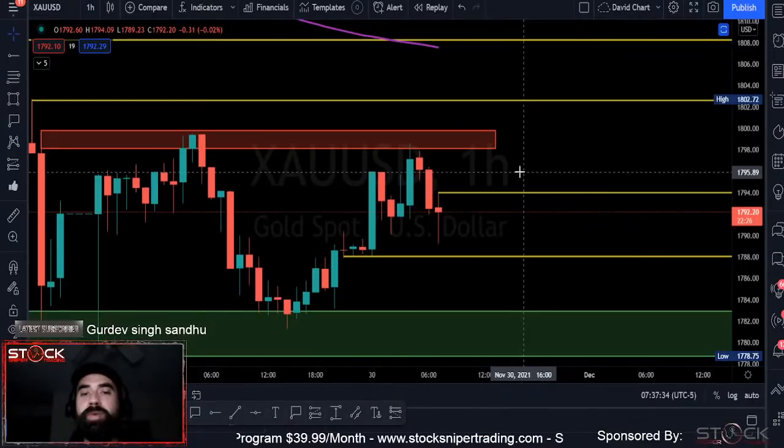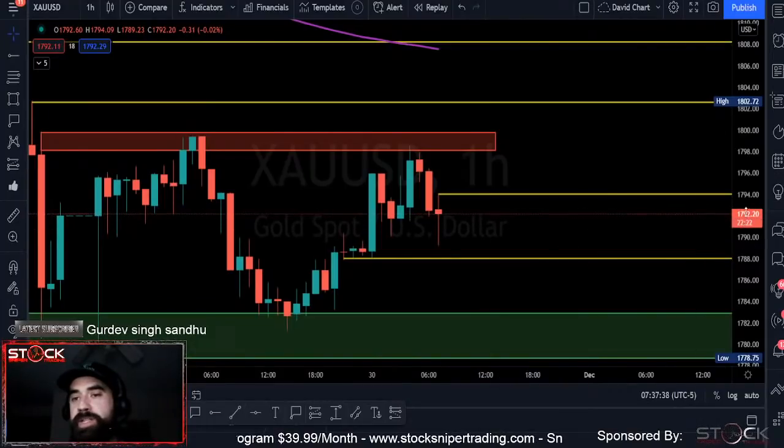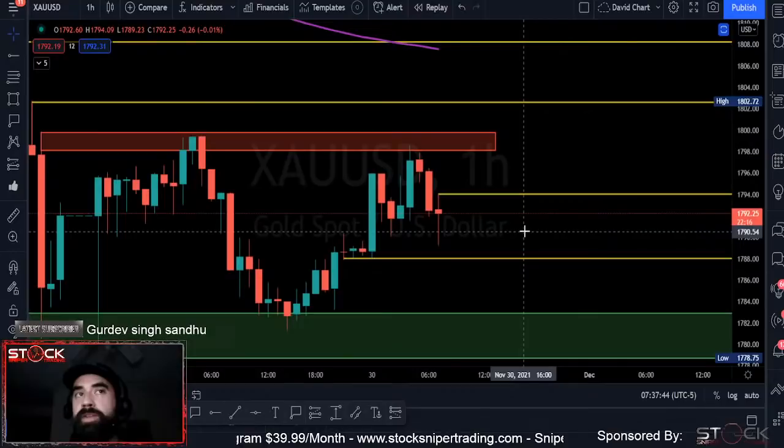Okay, so you can see what we're working with right now. Okay, guys, if you're having trouble reading where we're at, it's always nice to just look to the right here. You can see 1792.2. There's about 22 minutes left on the hourly candle before we're leading to 8 a.m.